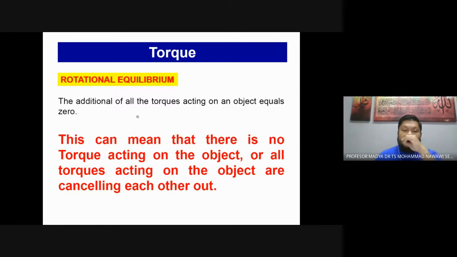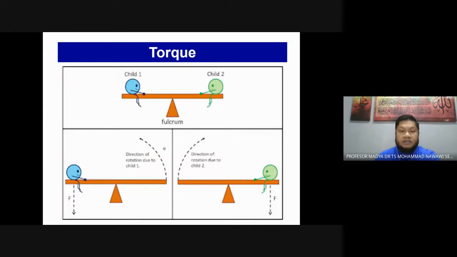For rotational equilibrium, the sum of all torques acting on an object equals 0. This can mean that there is no torque acting on the object, or all torques acting on the object are cancelling each other. This is another topic we need to discuss. Okay, so just to give you some graphical explanation of what a torque is.